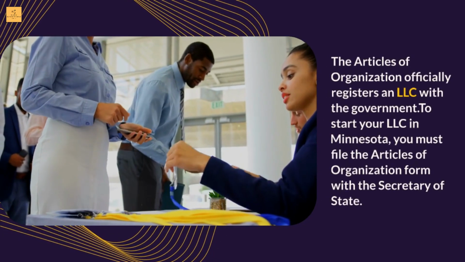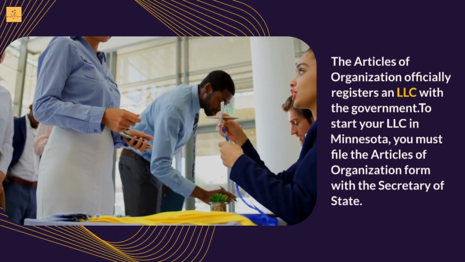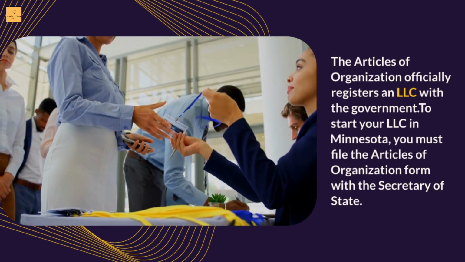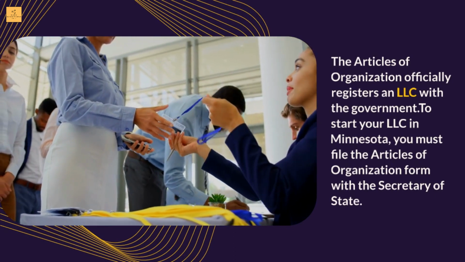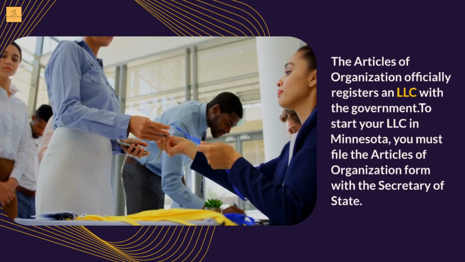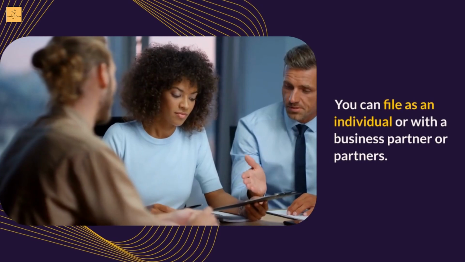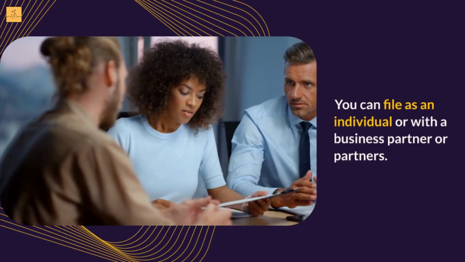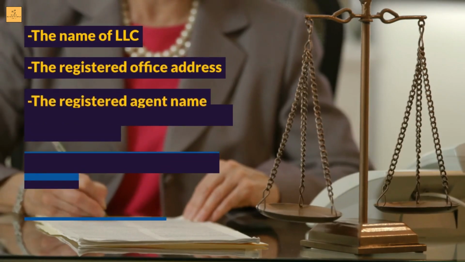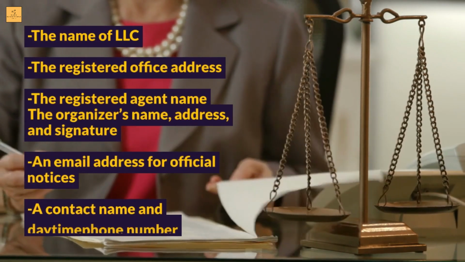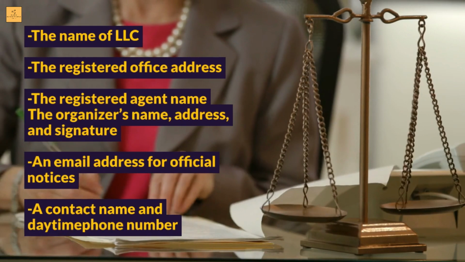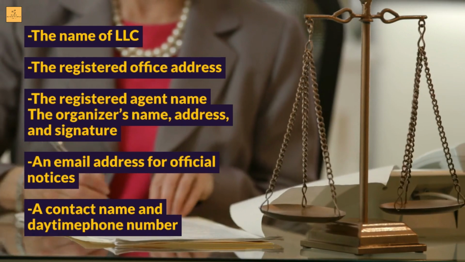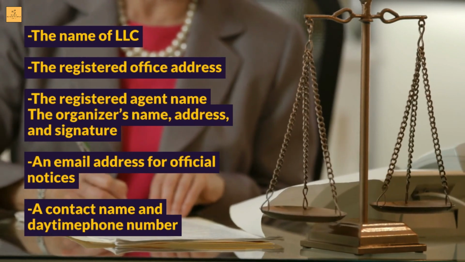The Articles of Organization officially registers an LLC with the government. To start your LLC in Minnesota, you must file the Articles of Organization form with the Secretary of State. You can file as an individual or with a business partner or partners. The name of the LLC. The registered office address. The registered agent name. The organizer's name, address, and signature.